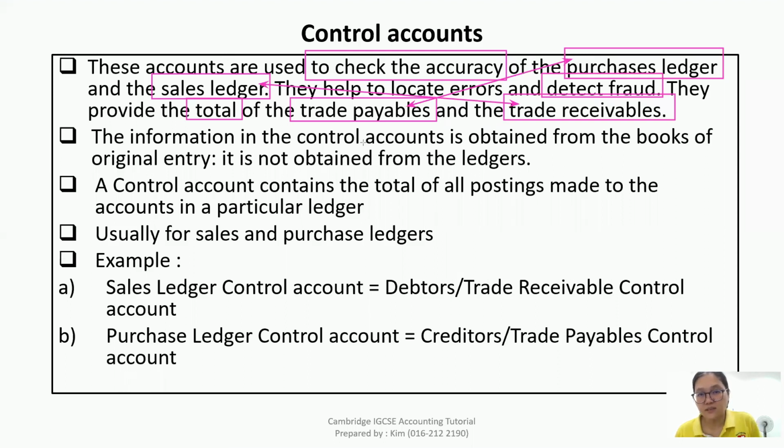The information in the control account is obtained from the books of prime entry. So take note, the source of the document for the control account is the journal, the 7 books that we have learned in the past. The control account contains the total of the postings made to the accounts in a particular ledger. So take note, the control account records all the totals.